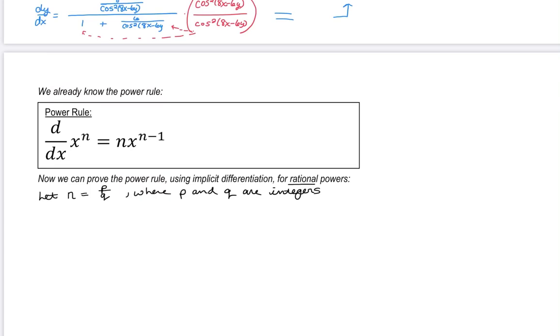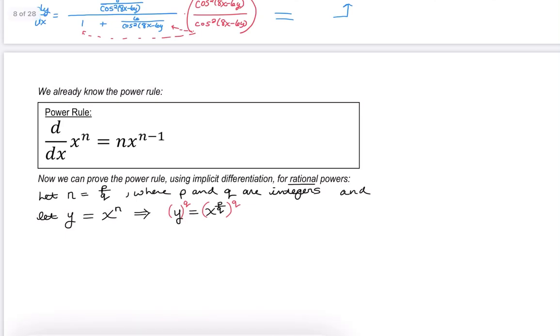All right, so let's also start off and say, let y equal x to the n. So y is equal to x to the n. That's going to imply, based on the fact that n is a rational exponent, that it can be written as a ratio of p over q. So what I'm going to do is exponentiate both sides, raise both sides to the power of q.